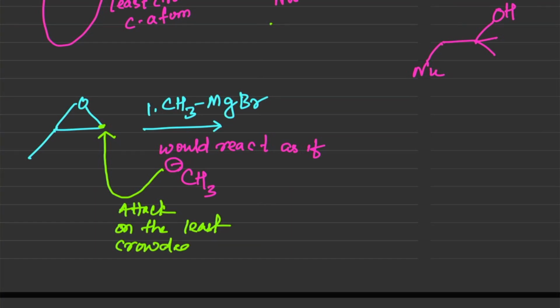Okay, so now I will add another piece of information: the attack always happens from the opposite side of the oxygen. So this is kind of an SN2 attack. If you think about it, it always happens on the opposite side of the oxygen. So that's going to come into play when we draw the stereochemistries. Okay, so here, what would be the product?